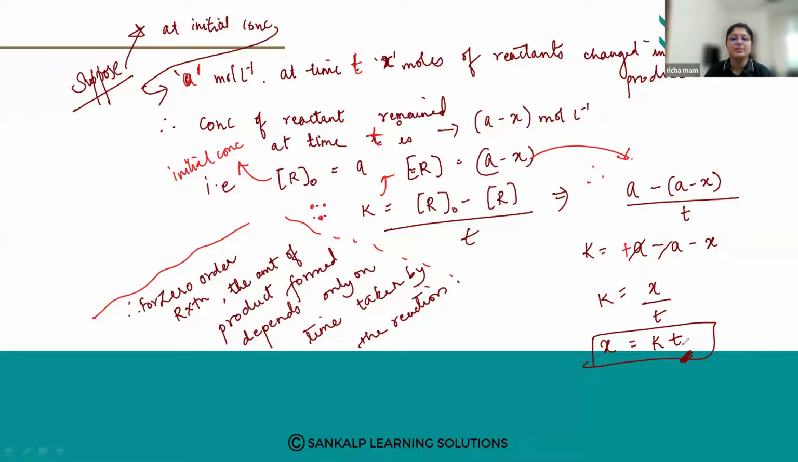X is equal to K into T. So for a zero order reaction, the amount of product formed depends on the time. Small t is nothing but your time. Is it clear?